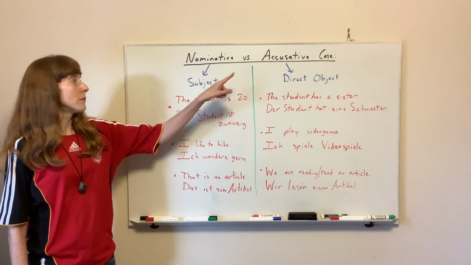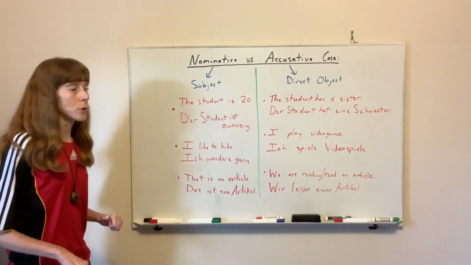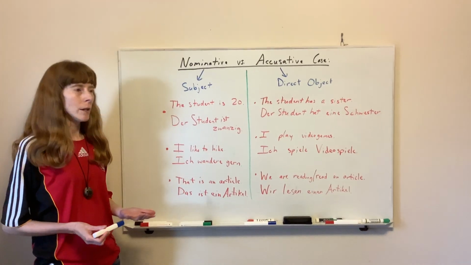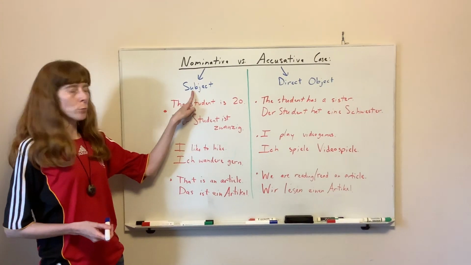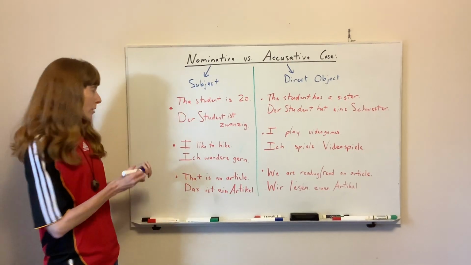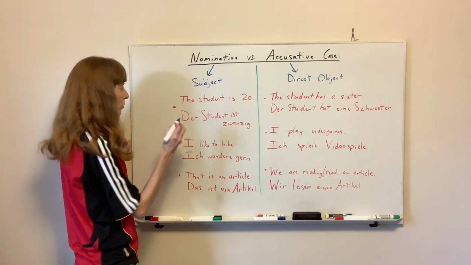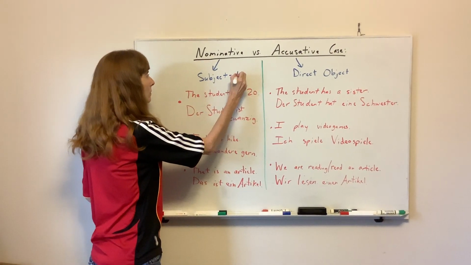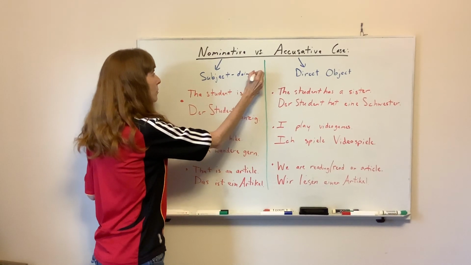Today we have nominative versus accusative case. So in chapter 1 you saw the nominative case and we didn't really have much of it. I had told you that it was a fancy word for the subject of the sentence. And usually the subject is going to be the first word, usually. The subject is the one doing the action. So the person doing the action.